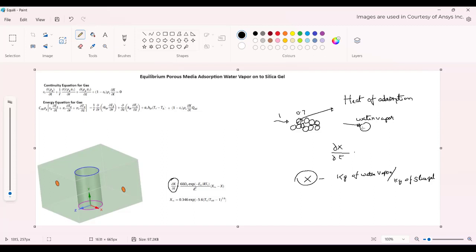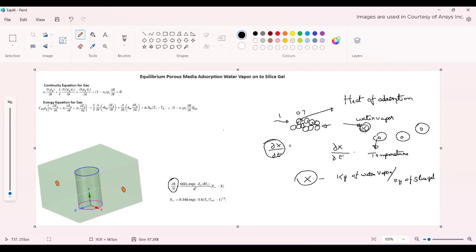Initially each and every particle has zero water vapor, right? So all these have zeros. But as the water vapor gets adsorbed, the temperature will rise due to the heat of adsorption, and the new water vapor to be adsorbed onto the surface will also depend on the existing content of water vapor present in the silica gel. So that is the reason why we need to calculate this dou x by dou t. What is the rate of change of water vapor that is being adsorbed onto the silica gel?